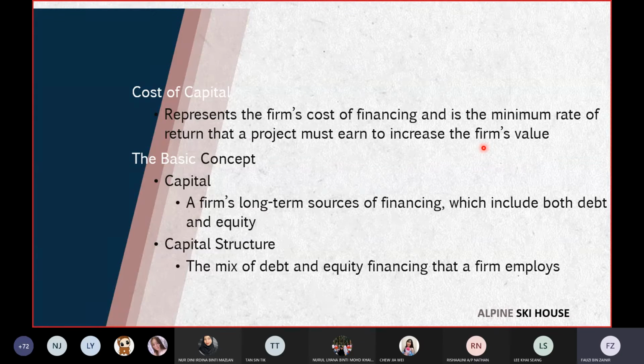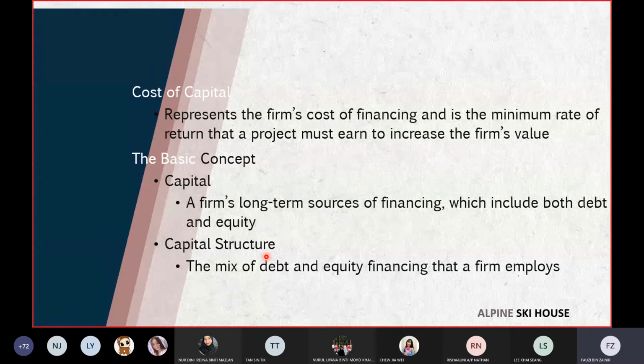Okay, so we will look at more detail in the following slides. And then what is capital? A firm's long-term sources of financing, which include both debt and equity. So capital is like a fund. It can be any type of source of money or funding, so we consider it as capital.